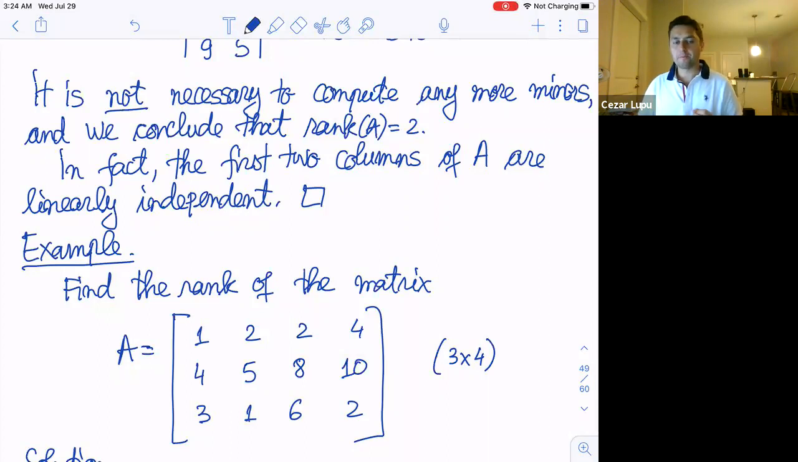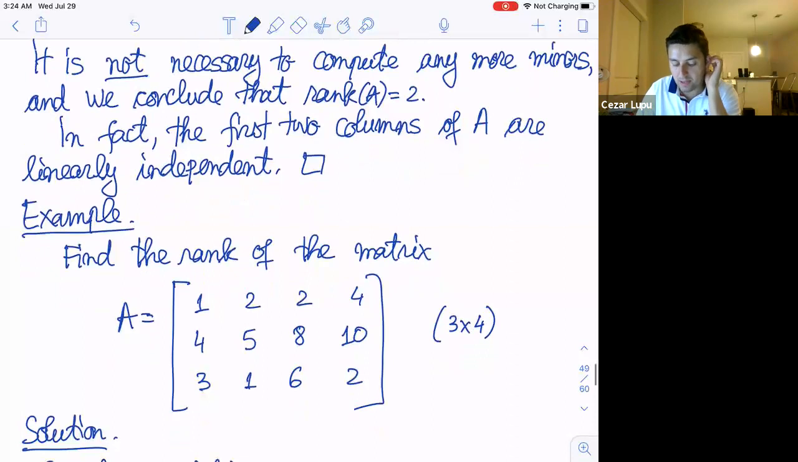So again, the rank of A will be less than or equal to the minimum between 3 and 4, which is 3. And if I look at the minor of order 1, I just pick any. All of them are non-zero, so I have no problems. The rank clearly would be, I have 3 options: 1, 2, or 3.